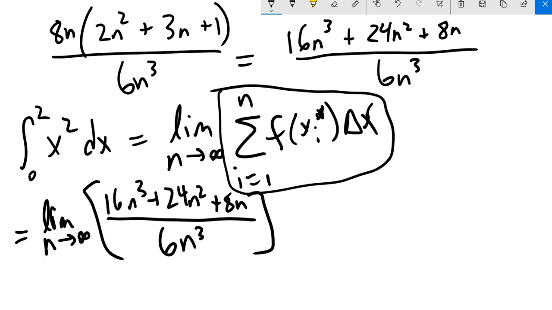Okay, so there's a couple ways you can think about this. When you're going to infinity with n, the higher power terms are what's going to matter. So your 24n squared and your 8n are essentially going to be 0 in comparison to your 16n cubed, because the higher the power, the more it's going to matter in the long term. So essentially in your limit, those terms are going to drop out.